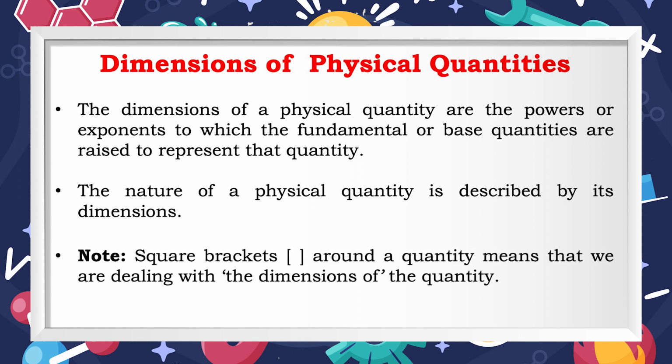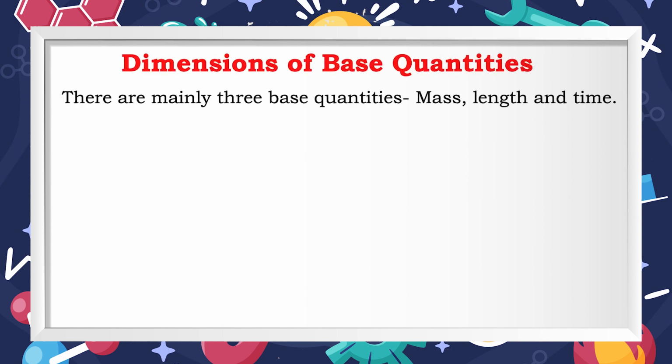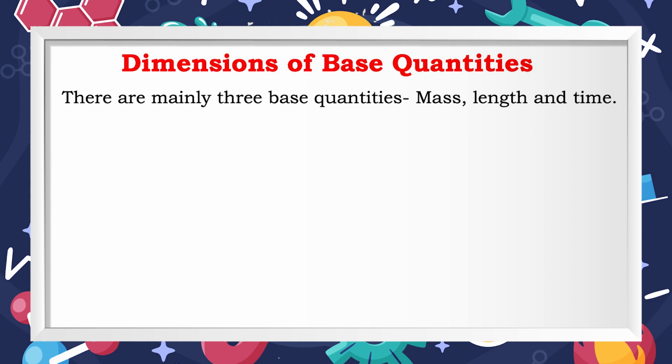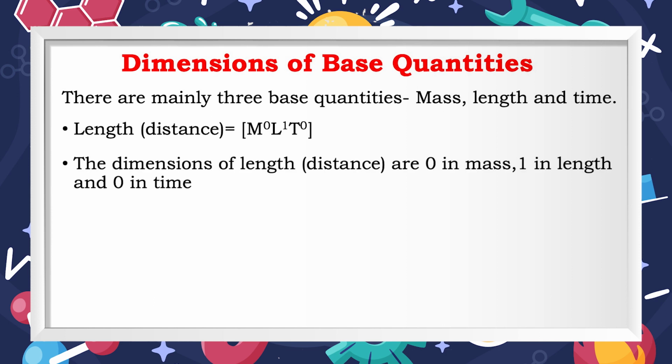One important thing is that square brackets are used around the physical quantity to represent the dimensions of the physical quantity. We know that there are mainly three base quantities: mass, length and time. So, we should know dimensions of these base quantities. Length or distance can be written as [M^0 L T^0]. Then dimensions of length are 0 in mass, 1 in length and 0 in time.